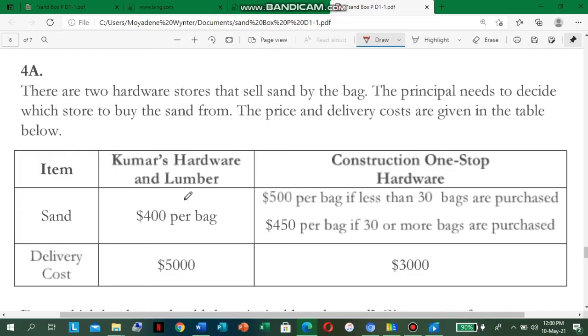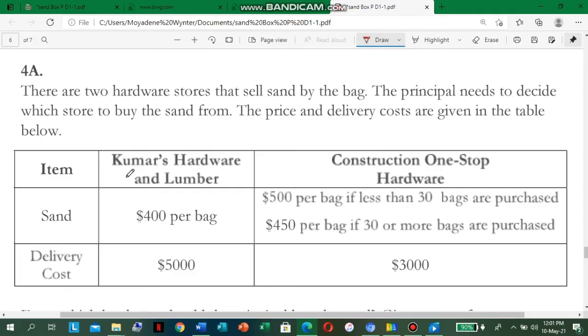Kumar's Hardware and Lumber is selling their sand for $400 per bag. Now, their delivery cost is $5,000.